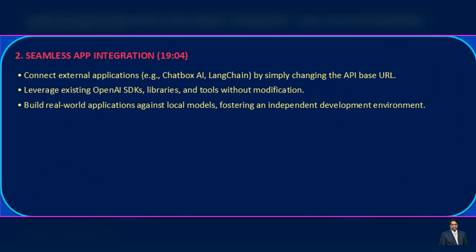Pillar 2. Seamless app integration. Connect external applications, e.g. Chatbox AI, LangChain, by simply changing the API base URL. Leverage existing OpenAI SDKs, libraries, and tools without modification. Build real-world applications against local models, fostering an independent development environment.